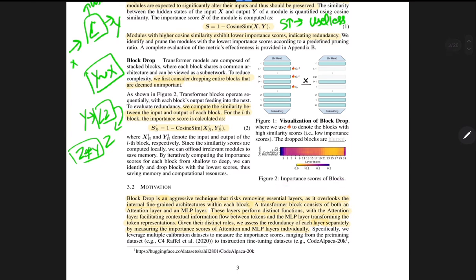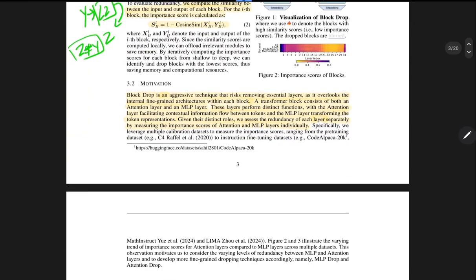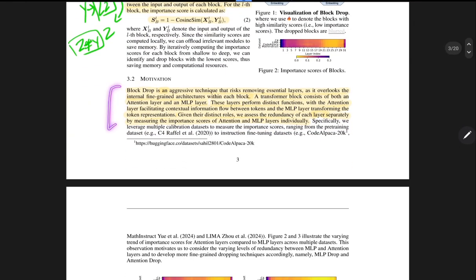If you see the layer index, from figure 2, they are telling us that transformer blocks operate sequentially, with each block's output feeding into the next. Obviously this is happening, right? We already know about the architecture. The motivation coming to this is that block drop is an aggressive technique, because you are not only removing one part, you are removing both MLP plus attention from your system. This whole module, this whole block, you are removing.